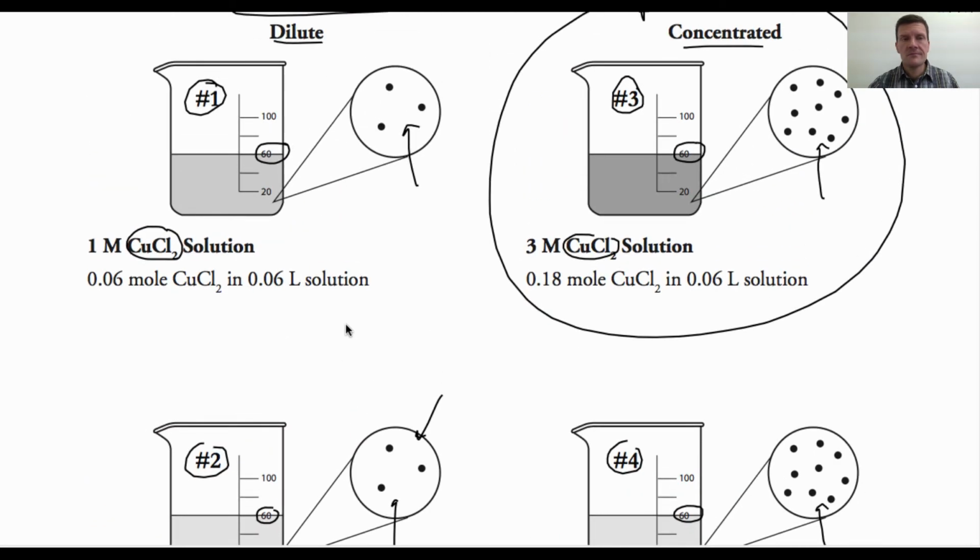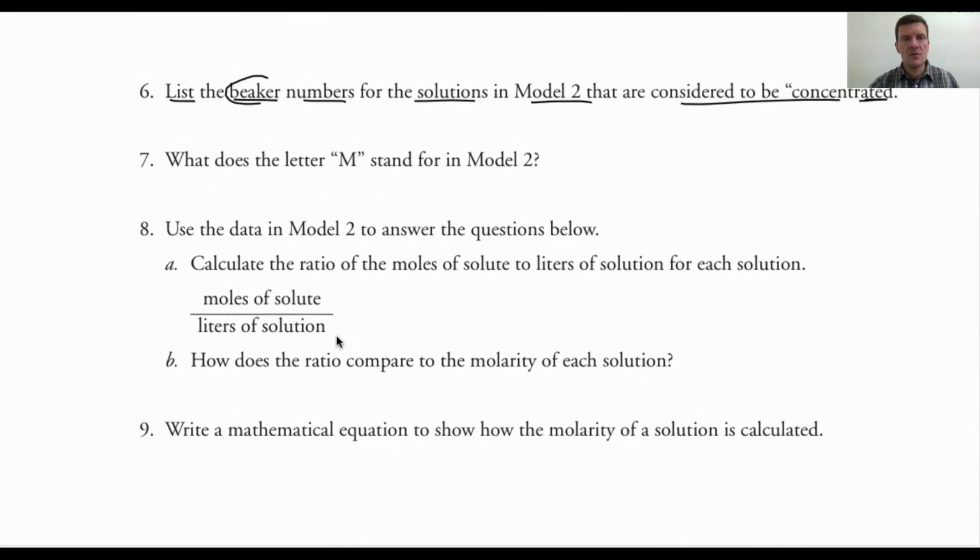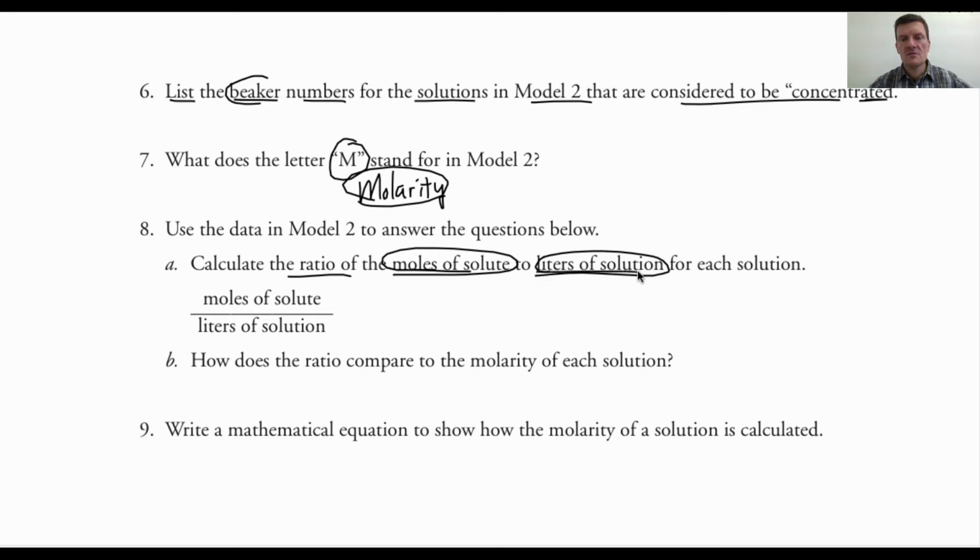And again, if you just use those words, it's all relative, right? So we want something that is a little more specific. Letter M stands for molarity. And we're going to use the data in Model 2 to answer the questions below. Calculate the ratio of the moles of solute to liters of solution. Here's our definition for molarity: moles of solute to liters of solution for each of the solutions above.